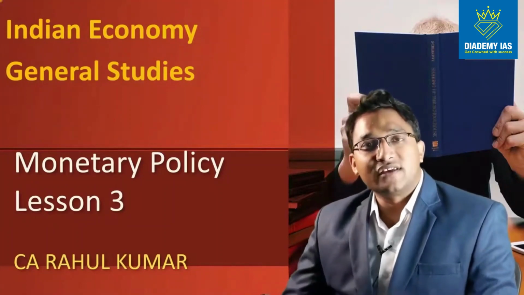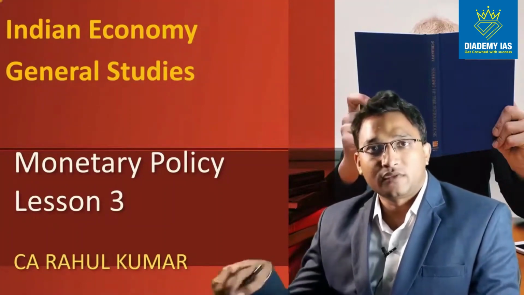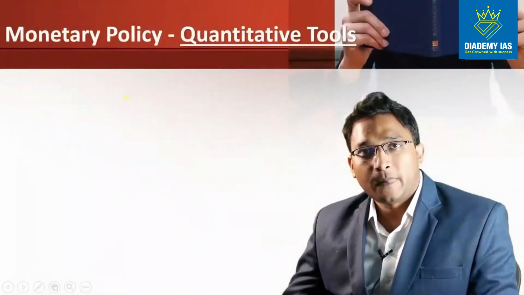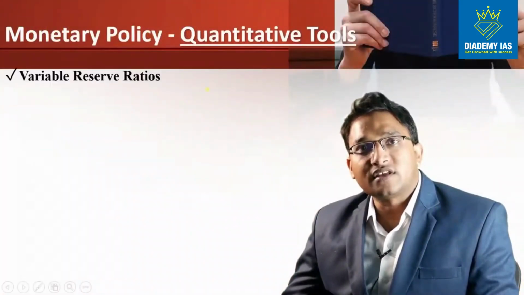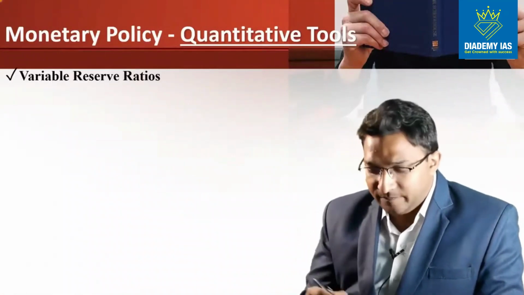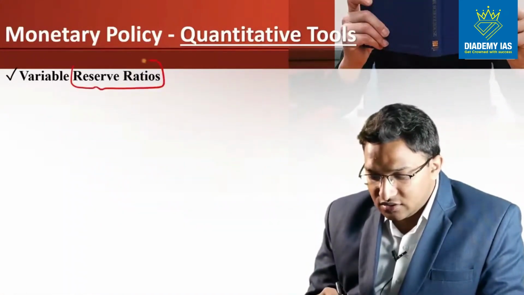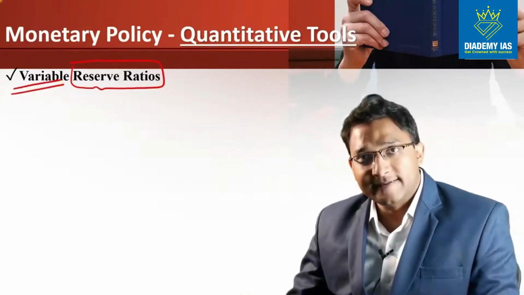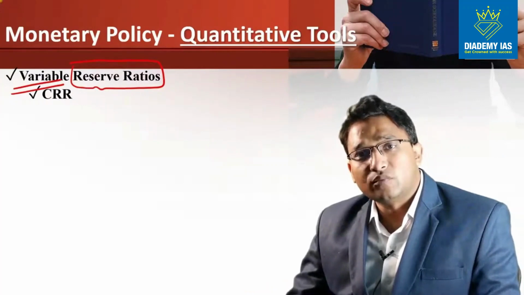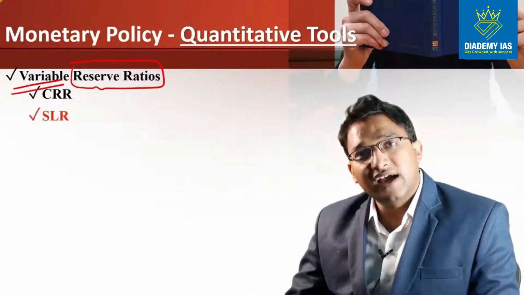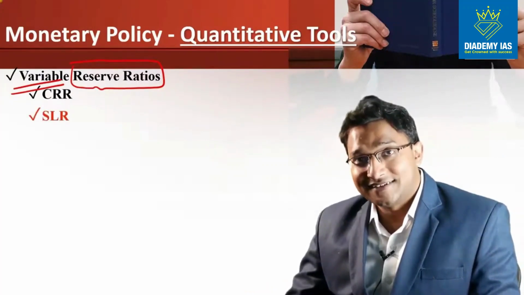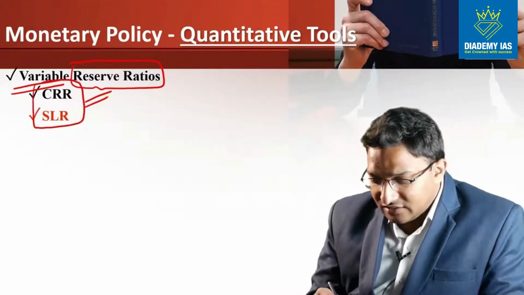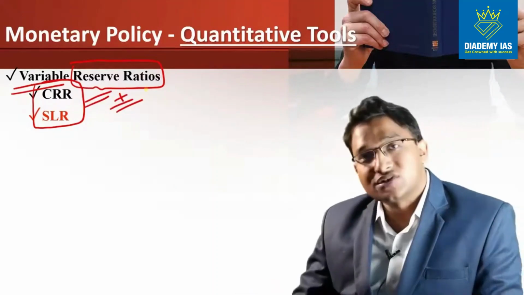Friends, we have discussed the monetary policy tools, especially the cash reserve ratio. Now we will discuss more. These reserve ratios are called variable reserve ratios, right? This variable reserve ratio means the CRR and the SLR. So both CRR and SLR combined are called the reserve ratios.